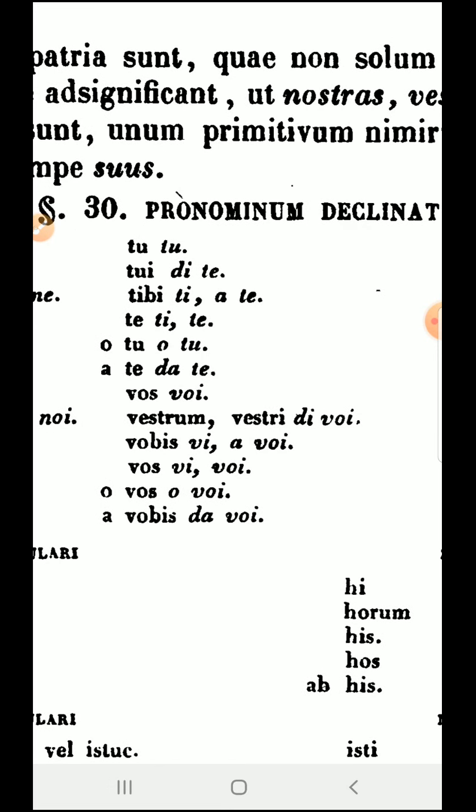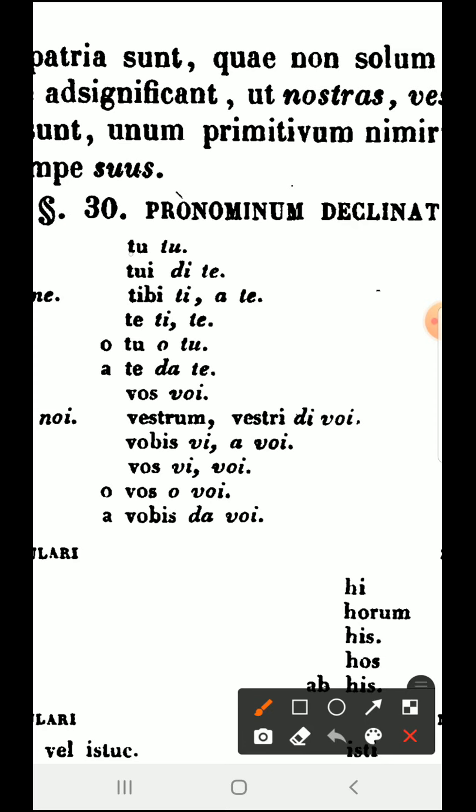The second personal pronoun is tu in the singular, which means you. We then see the genitive singular, tui, of you. Then tibi, which means to or for you. We then see the accusative singular, te, you. We see here that the second person personal pronoun does have a vocative case, and we see o tu, o you. And then lastly, the ablative singular case is te, from you. Tu, tui, tibi, te, tu, te.